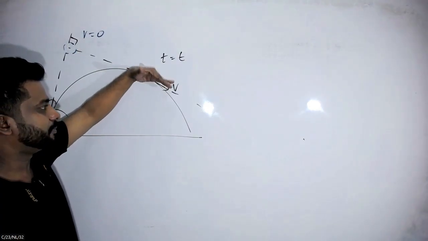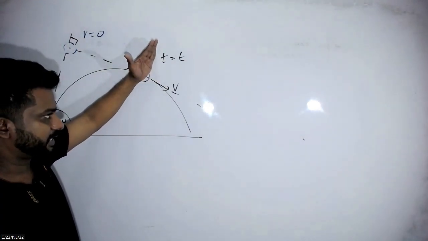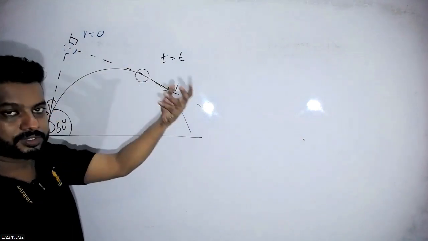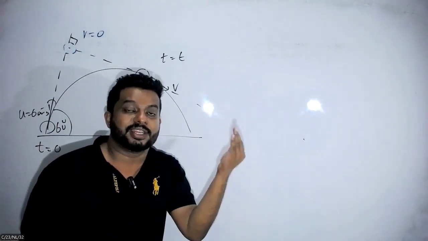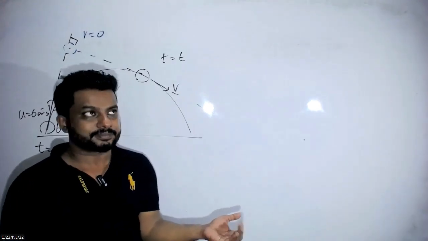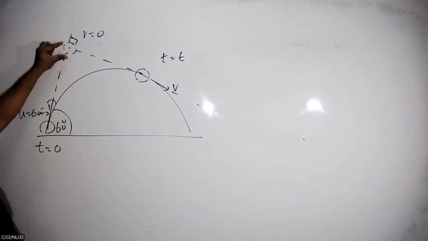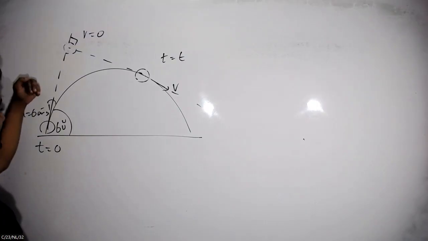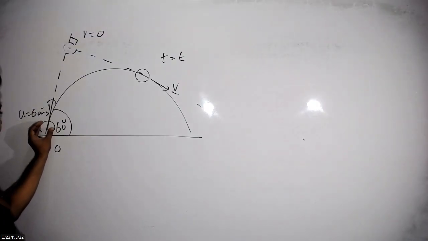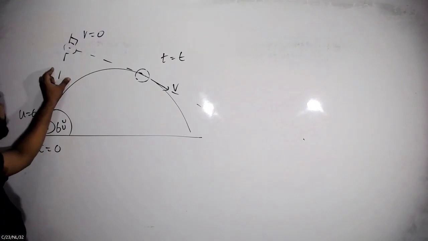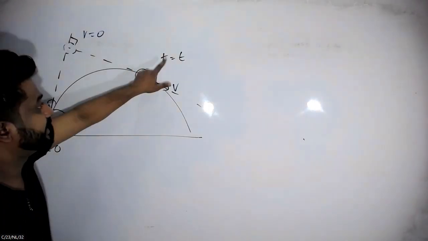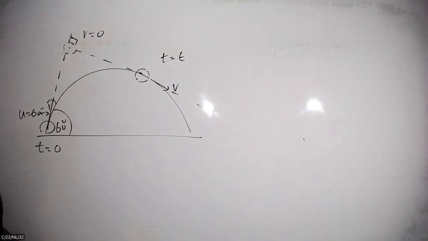If you consider a component, it should be equal to v cos theta. Now theta is 90, cos 90 is 0. It cannot give a velocity component towards the direction of the initial velocity. That means if you consider the velocity of the projectile towards the direction of initial velocity, it continuously reduces, and at t equal to t, it becomes 0.